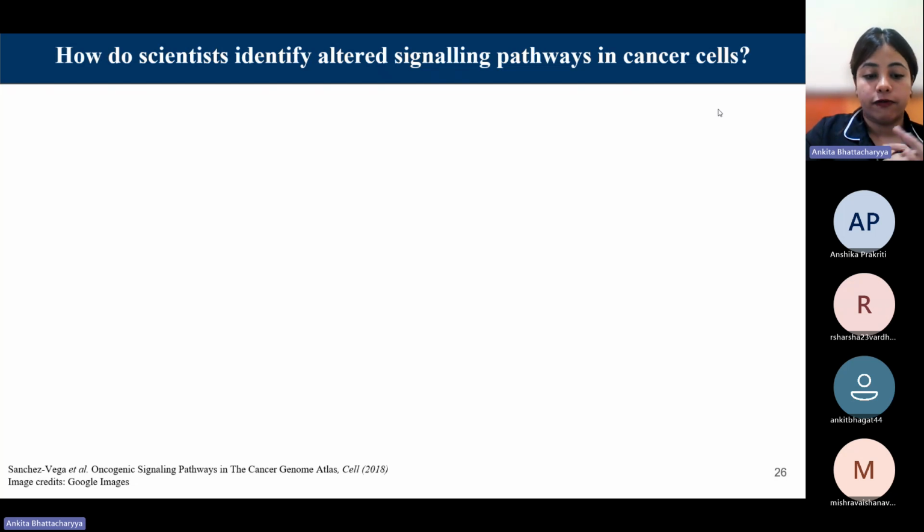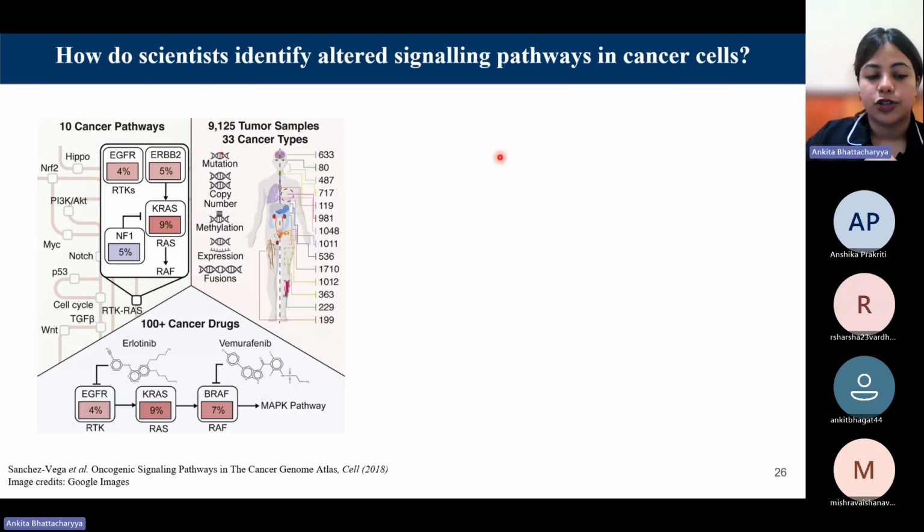So I found this very beautiful paper. You can refer to it. It might be a little advanced for somebody who has not had the background, but you can just go through the images. It might intrigue you, maybe not. It's something that can trigger an interest in you eventually. Basically, this research group led by Sanchez Vega published this article in Cell in 2018. Their objective was to study oncogenic signaling pathways in the Cancer Genome Atlas.